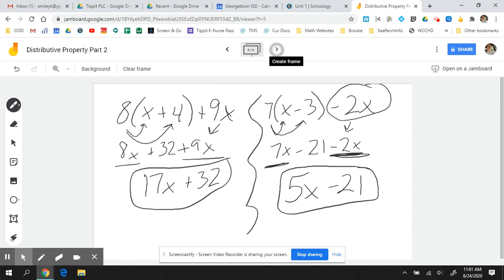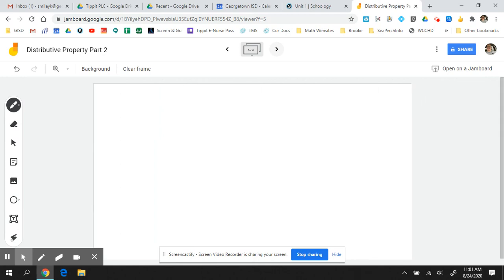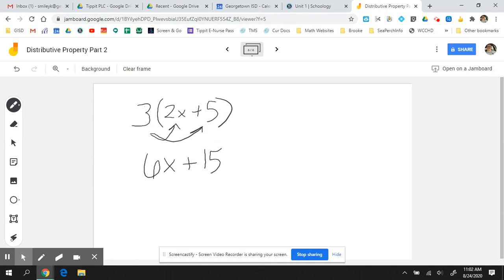All right, one thing you might see is when you go to do distributive property, you can start getting a number in front of the x, like 3 times (2x plus 5). When you go to distribute, you're just going to multiply it like you would. 3 times 2x is 6x. 3 times 5 is 15. Let's see if we can do a harder one.